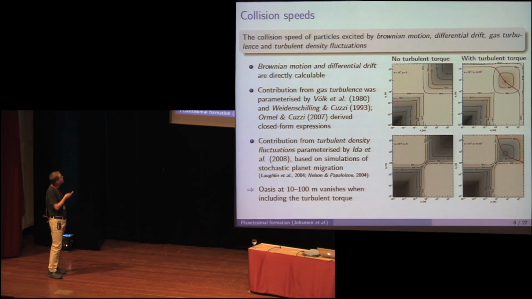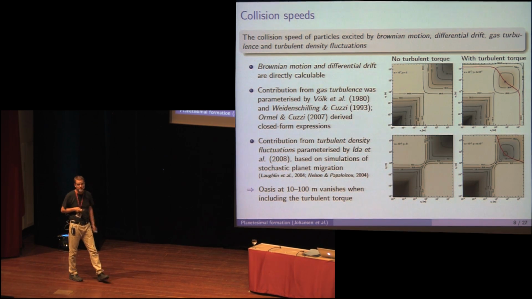For the gas turbulence, this is a bit hard. One has to parameterize basically the eddies in the Kolmogorov cascade, and this was done first by Voelk in 1980, and also followed up by Weidenschilling and Cuzzi in 1993. And one relatively recent development is that Ormel and Cuzzi actually derived some very nice closed-form analytical expression that makes it very easy to calculate this relative speed.